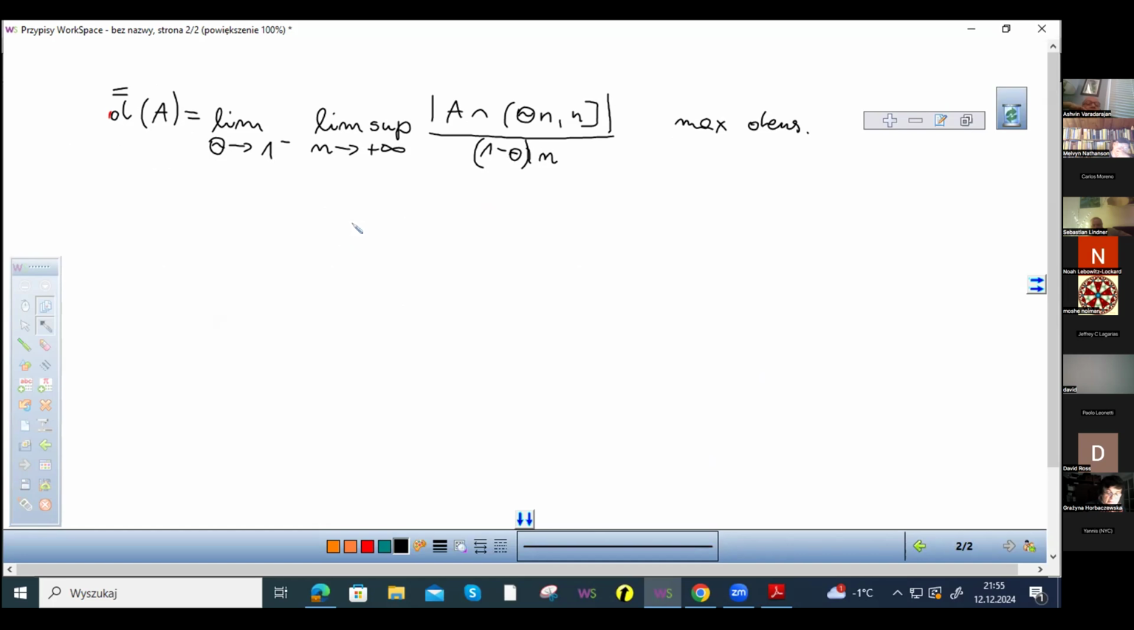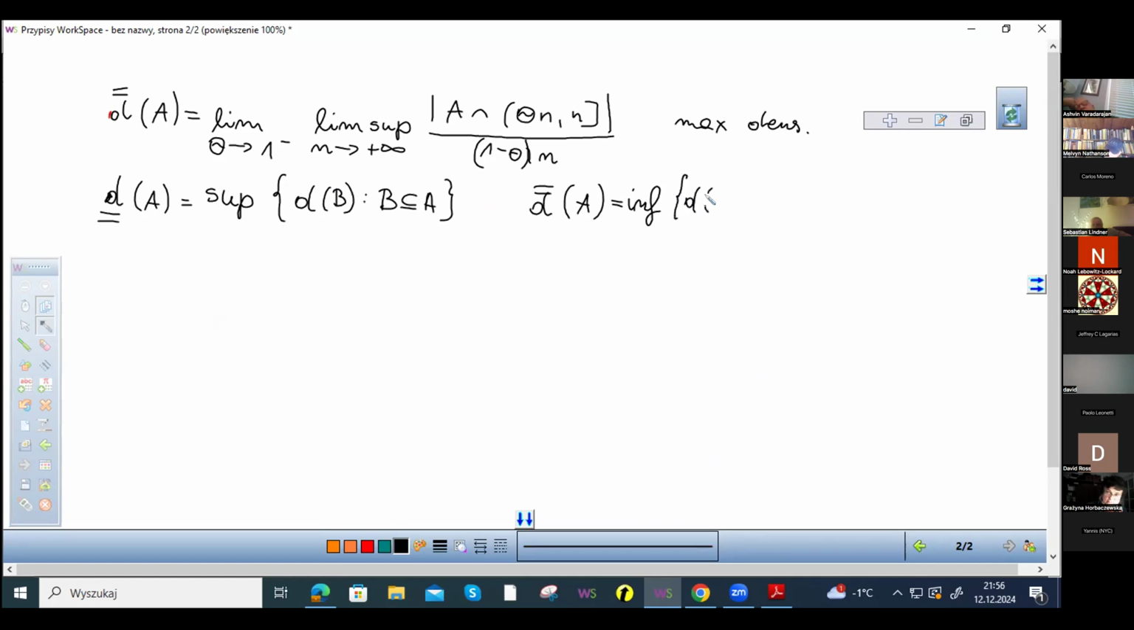But it can be characterized in the following way: the minimal density of A is the supremum of densities of subsets of A. So we choose subsets which possess the usual density, and we find the supremum of these densities. And the maximal density in a similar way, but taking the infimum of densities of the sets which contain our set. So we have here the density of those sets which contain A.